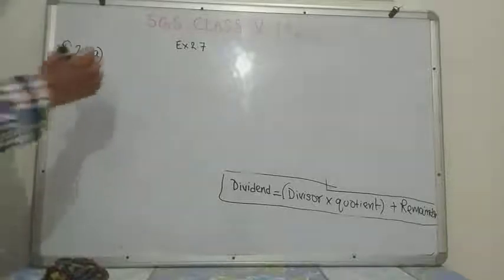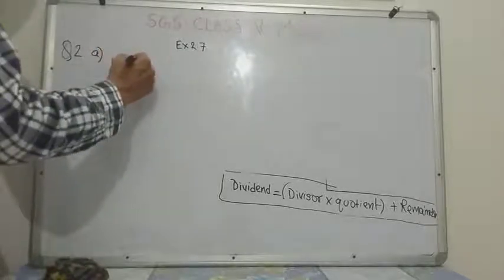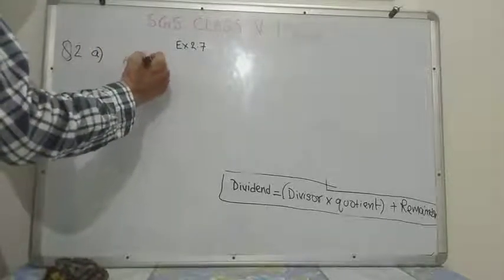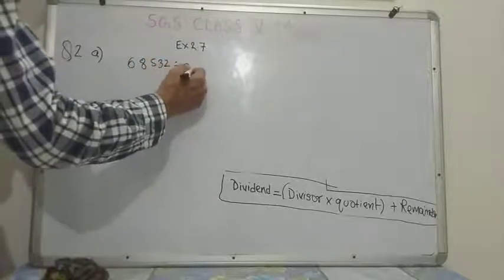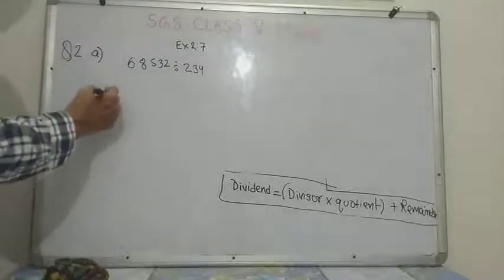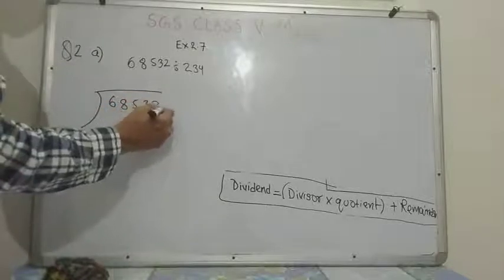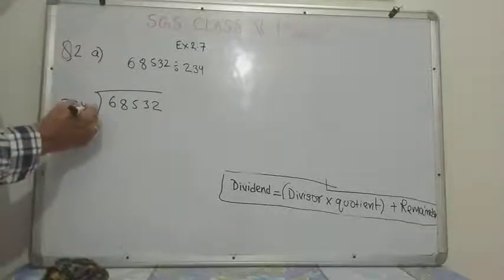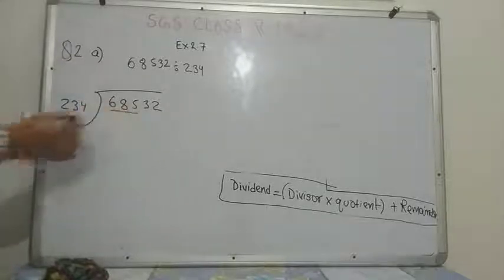So let's check our first part. That is 68532 divided by 234. Okay student, and how can we divide it? First we have to put the value in the following format. And how many digits do you have to make a pair? Divisor is up to 3 digits, so you have to make a pair of 3 digits.